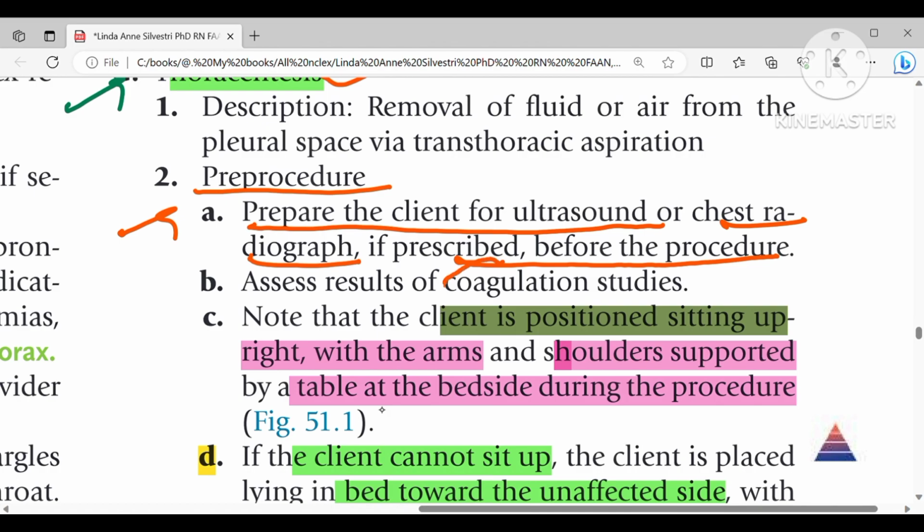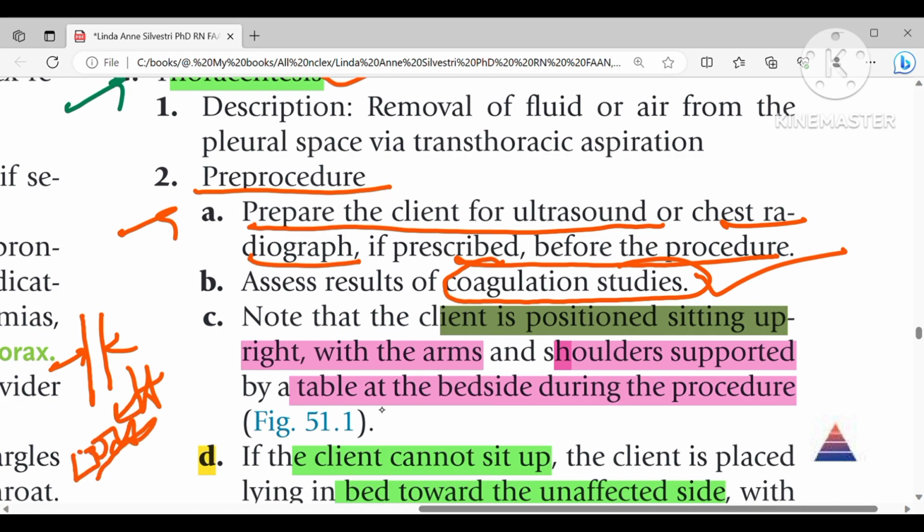Next one is again coagulation studies. Whenever we are going to put an incision over the patient, at that time we need to check the coagulation profile like PT INR and all. Why? Because we are going to cut the patient's skin, we are going to make an incision, so there may be a chance of loss of blood. Okay, so whenever we are going to put any incision, we need to check the coagulation profile.